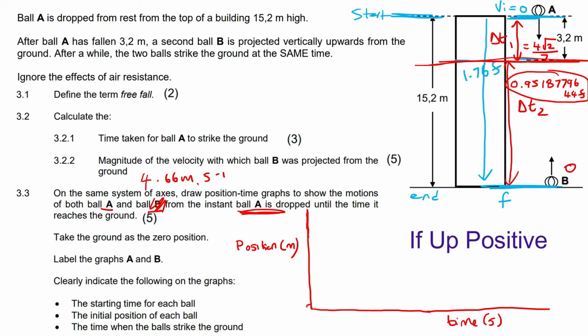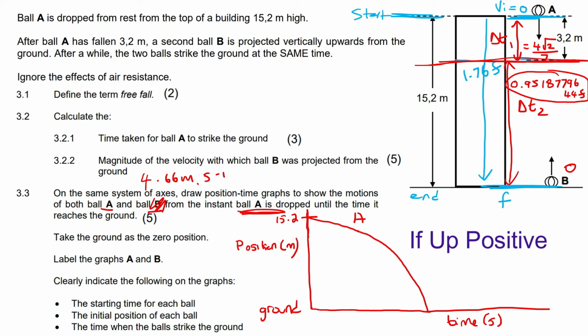And this is the ground. They've told us to use this as the ground. So we know that ball A doesn't start on the ground. Ball A starts 15.2 meters up, so we can just say 15.2 meters up. Now all that's going to happen is that ball A is literally just going to fall. How does it fall? Does it go like this? No. Like that? No. On a position graph, it's always a curve. So it starts off falling slowly, maybe like that, and then it just gets faster and faster and faster, like that. So that would be for A.